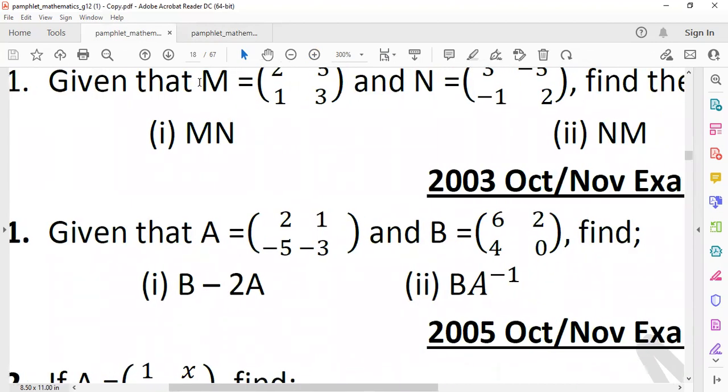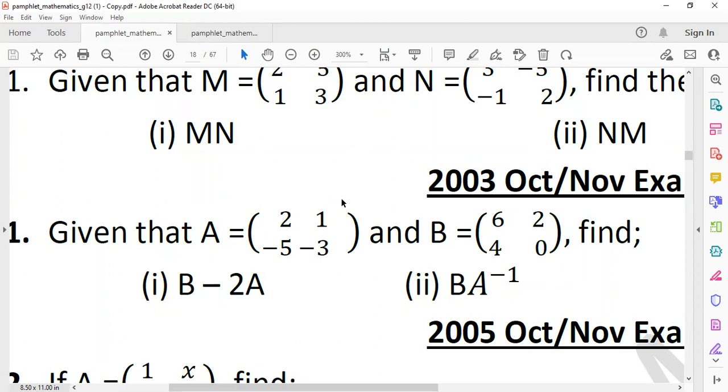Given that A is equal to 2, 1, -5, -3, and B is equal to 6, 2, 4, 0. Find B minus 2A. So 2A, where 2 is what is known as a scalar multiplier. That means it's 2 times everything that is in A.